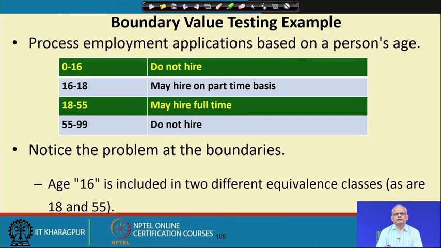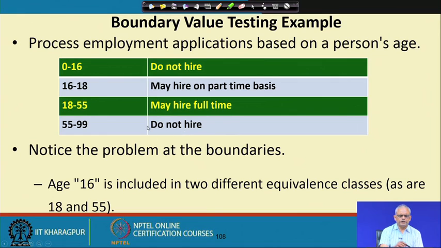Let us see for some specific examples how we define the boundary value test cases. Let us say for some problem where the function is based on the age, it recommends whether one can be hired or not hired. It checks if the age is between 0 to 16, it displays do not hire. If it is between 16 to 18, displays can hire on part time basis. If it is between 18 to 55, displays may hire full time, and between 55 to 99 do not hire.